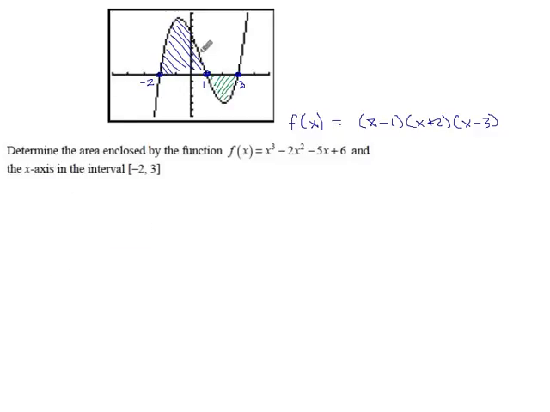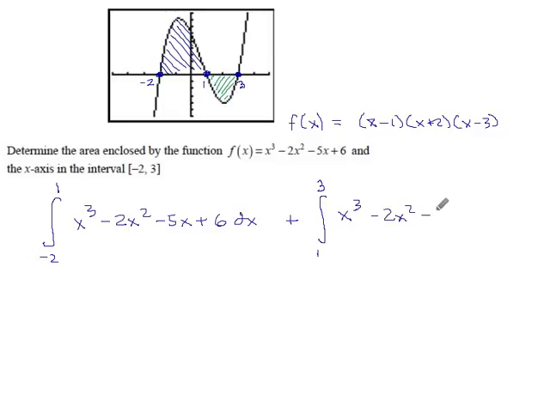One, for the positive bump here, will go from minus 2 up to 1. Integral from minus 2 to 1 of x cubed minus 2x squared, minus 5x plus 6 dx. And then we'll have another integral which goes from 1 up to 3 of the same stuff. Minus 5x plus 6 dx.